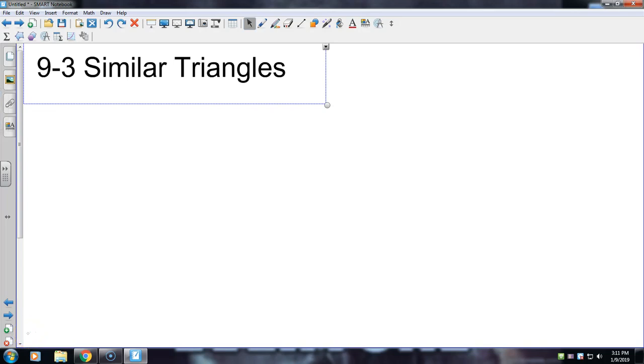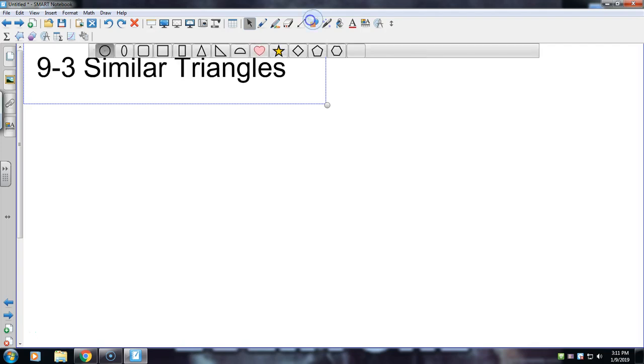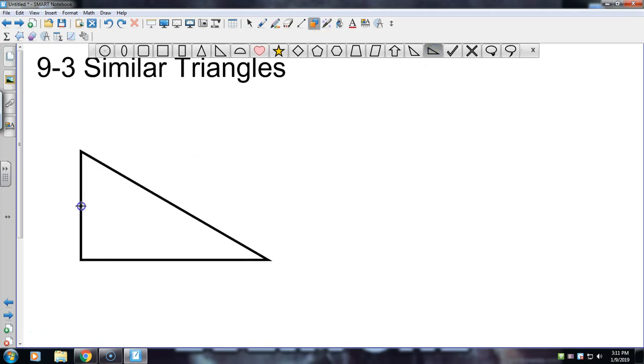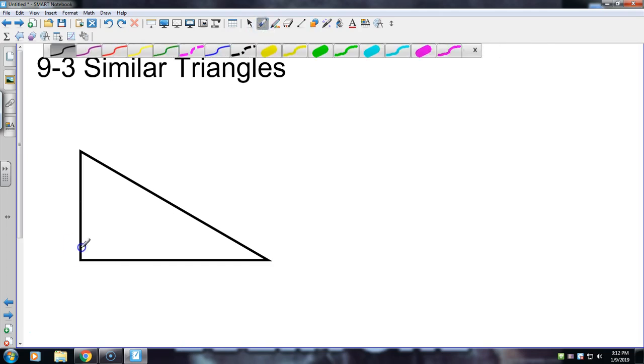Okay, geometry, we've got chapter 9, section 3. We're looking at similar triangles. A couple of different ways we're going to look at those. Let's just pull up a triangle here. I'll go a little bit slower so you can copy that as I'm talking.